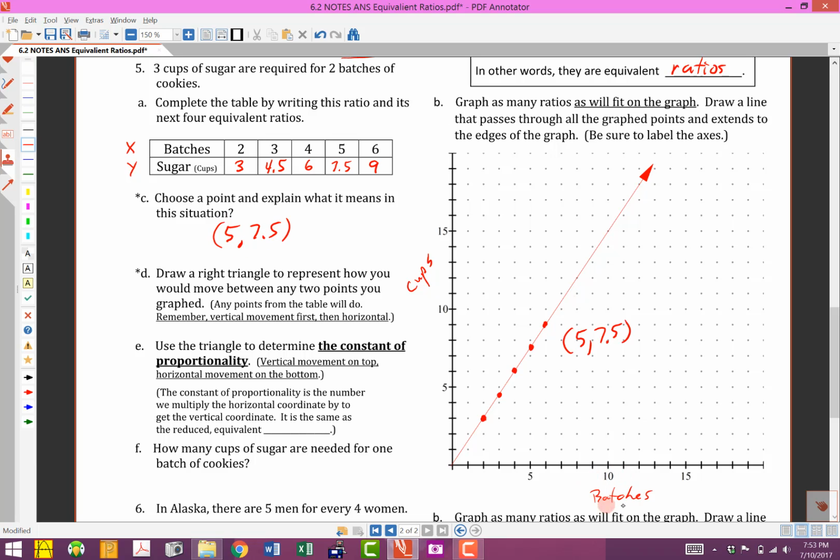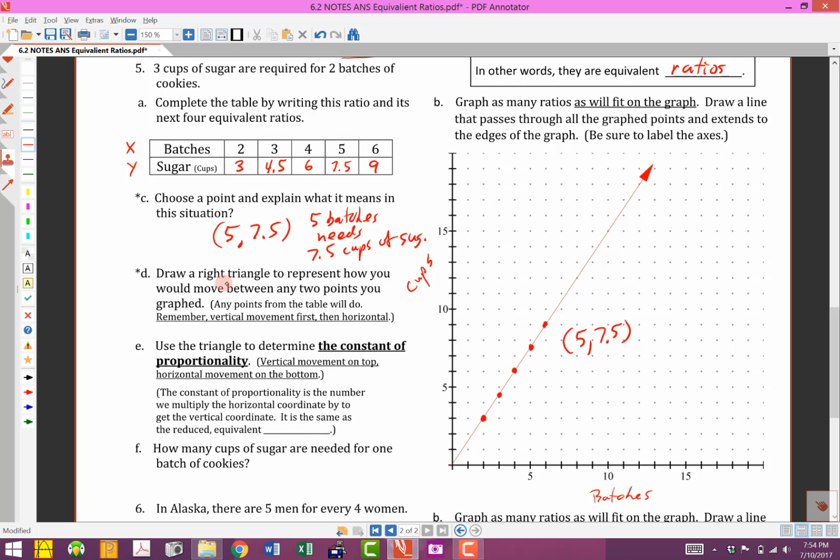Well, remember, these are batches on the horizontal axis and cups on the vertical axis. So this would be 5 batches needs, let's see, 7.5, so 7.5 cups of sugar. Okay, so any one of these would be fine. So if you pick this one right here, this would be 4, 6, so that would be 4 batches, requires 6. So it's kind of just repeating what we had over there.